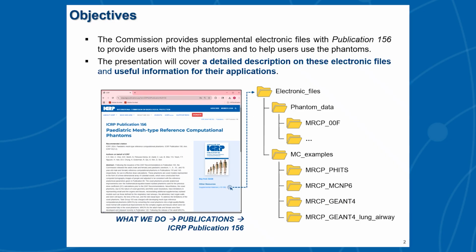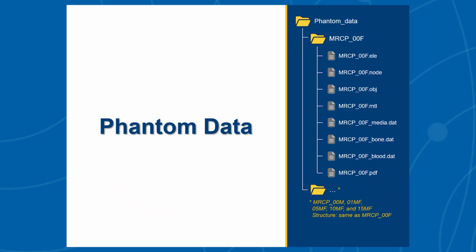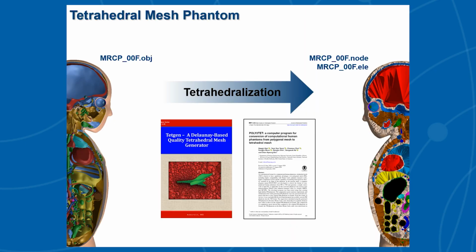First, you can download the supplemental data files via the Publication 156 website. The file contains two folders, Phantom Data and MC Examples. Then, let's start with the Phantom Data folder. This folder contains the files related to phantoms, such as tetrahedral mesh and polygonal mesh files, the media, bone, blood, and 3D PDF files. First, the polygonal mesh phantoms are provided in the OBJ file format.